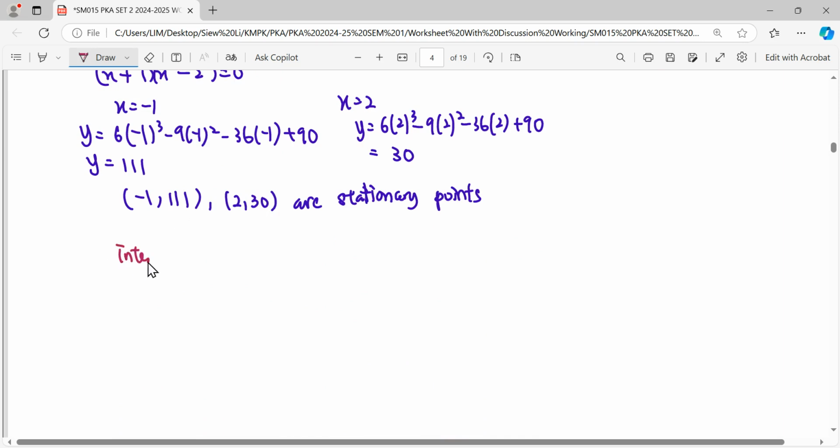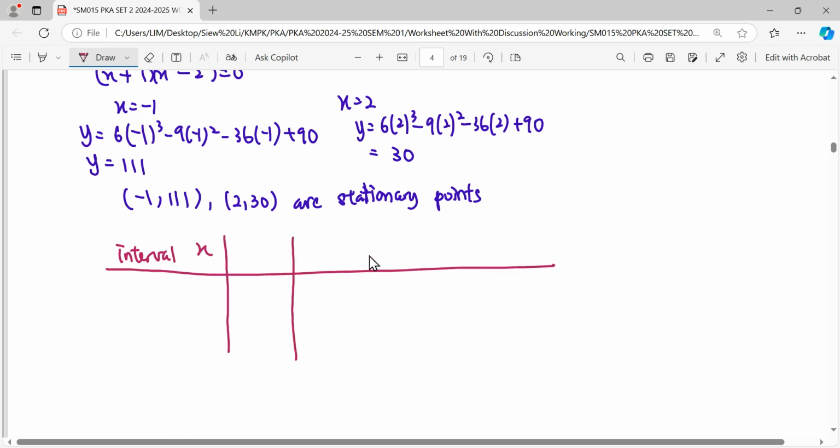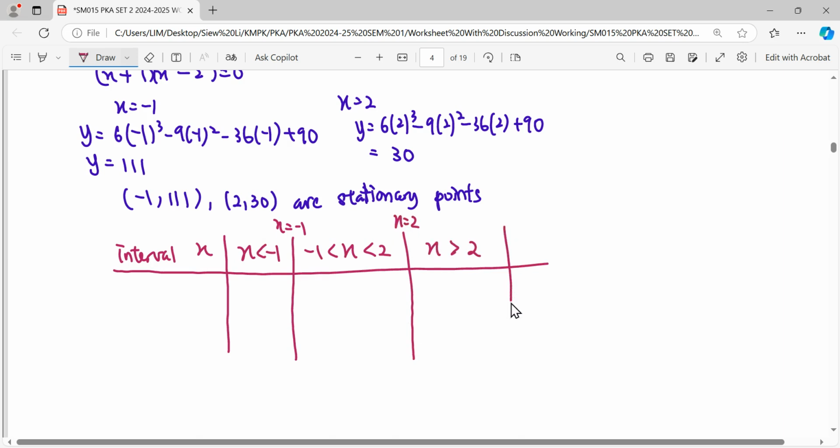So first of all, we identify our intervals of x. Since we have 2 points here, we get 3 intervals. So our x is negative 1 and our x is 2. You can see this one is x less than negative 1. This one is between negative 1 and 2. So this is our stationary point 2, then x more than 2.